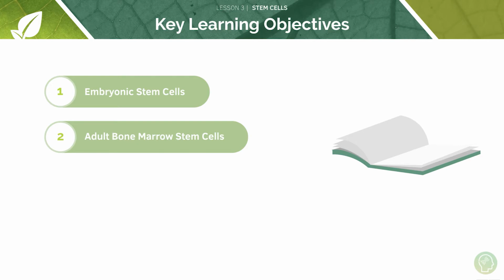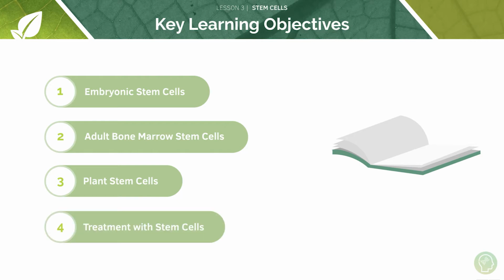So in today's tutorial we're going to be having a look at stem cells, both embryonic stem cells and also adult bone marrow stem cells and plant stem cells, and we're going to summarise all of this by having a look at how we can use stem cells in terms of treatment, so in clinical practice.